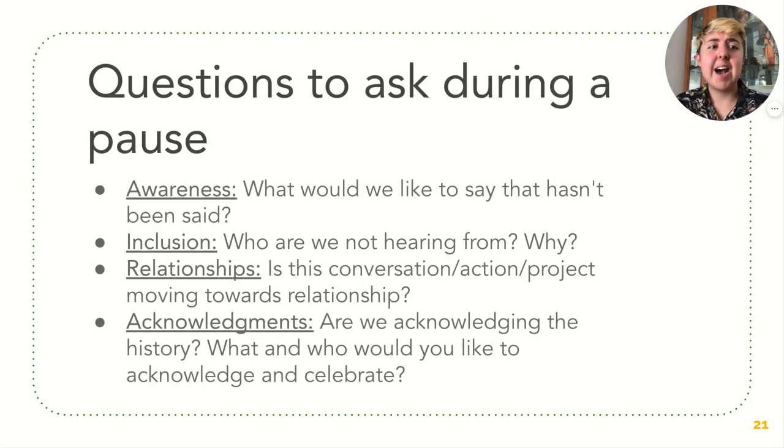So some questions to ask, some more frameworks, which I love. And this first slide, there's two, but the first slide is based on these four things: your awareness, your inclusion, your relationships, and your acknowledgements. Your awareness: what have we not heard yet, or what has not been said, people have been afraid to say?